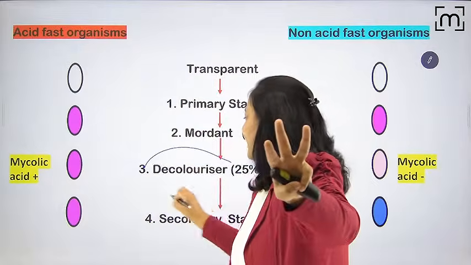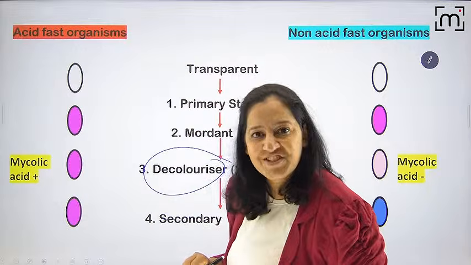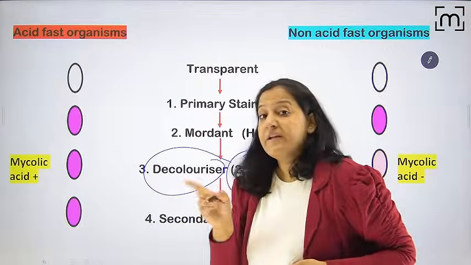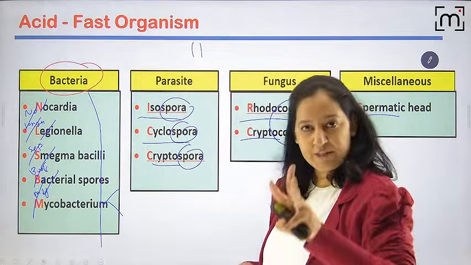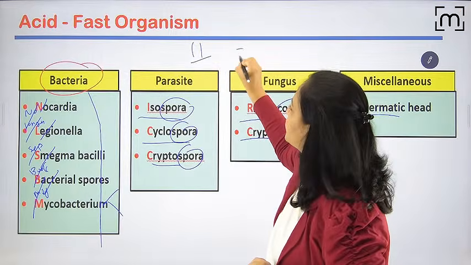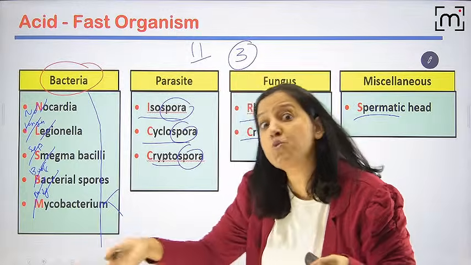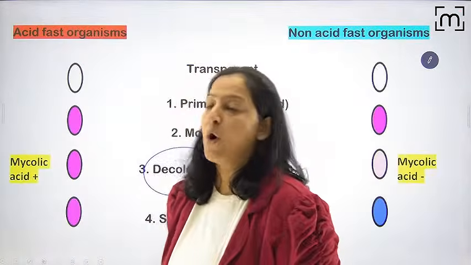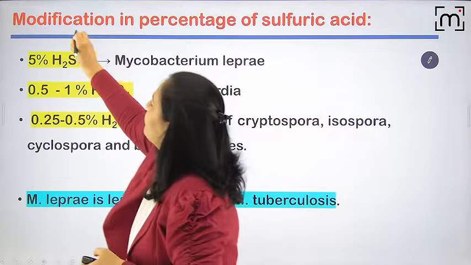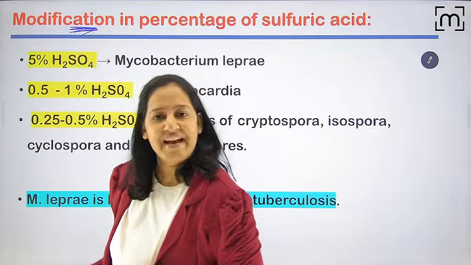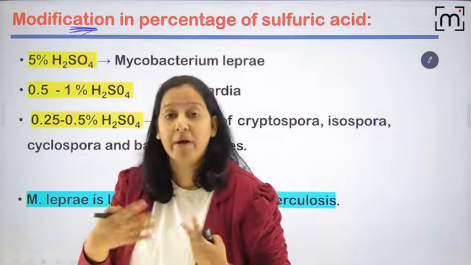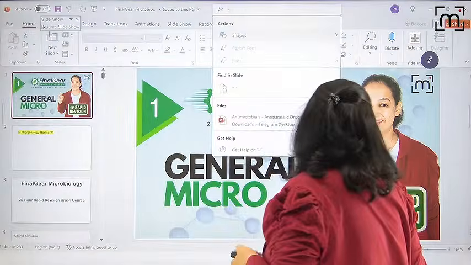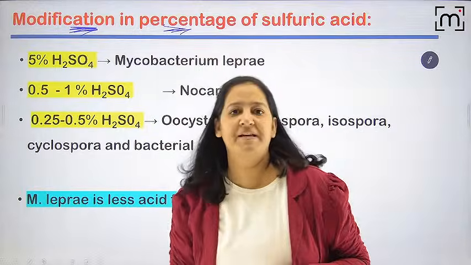Third step is decolorizer. What is the percentage of H2SO4? It's 25%. This 25 is not applicable for all. There are 3 exceptions. Learn the 3 exceptions in which we don't use 25% H2SO4. We use some other percentage, and that's what we call the modification. Modifications of Ziehl-Neelsen stain. We are doing modification in the percentage of H2SO4, over 3 places.